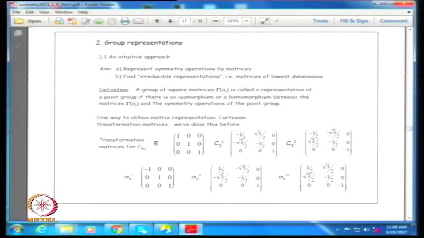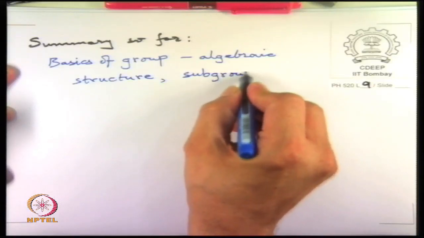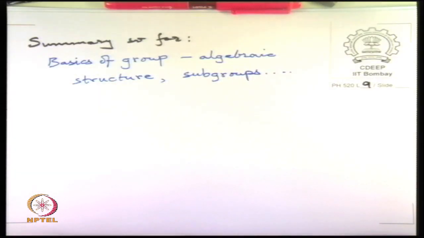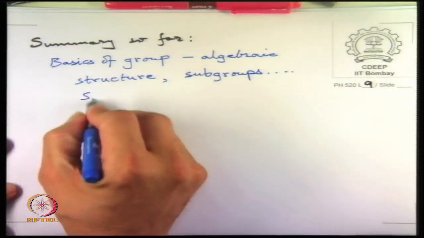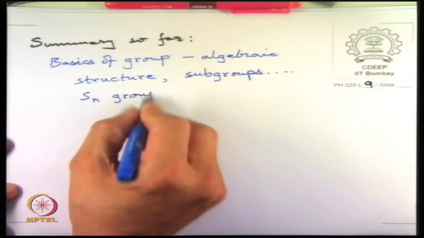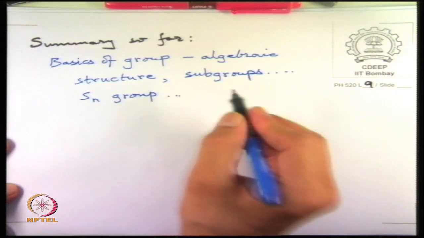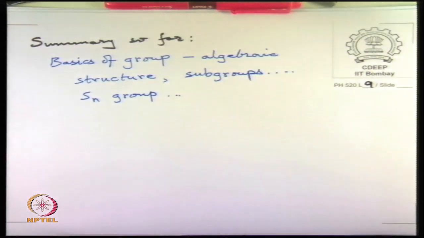Okay, so far what we have done is that we covered basics of group structure, the algebraic structure, subgroups, etc. and cycles, cosets, and then the SN group and Cayley's theorem, important theorems, normal subgroup. So all this we have done for a group at a general level. What we are going to do next is to study representations, because those are the things that are actually used.